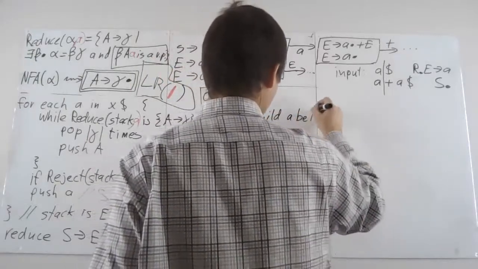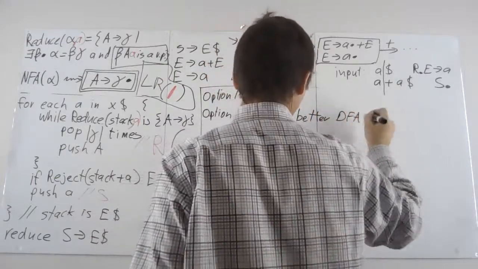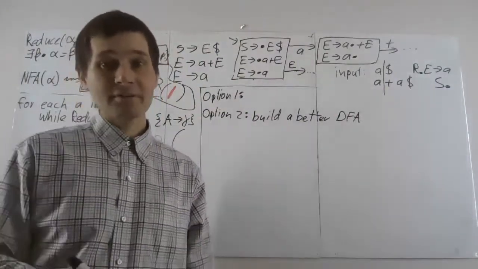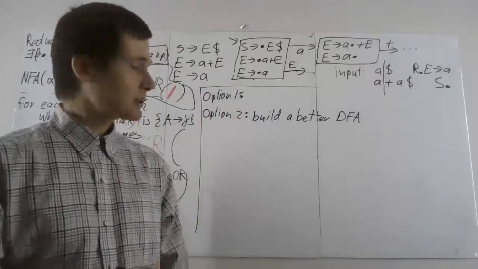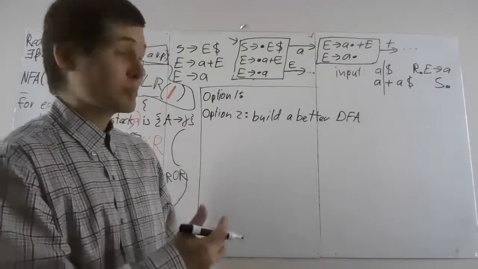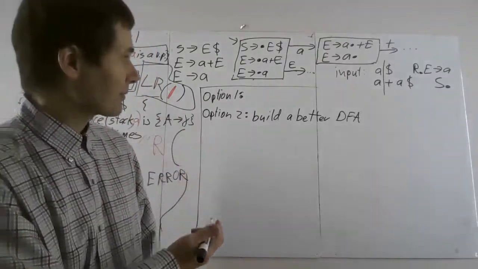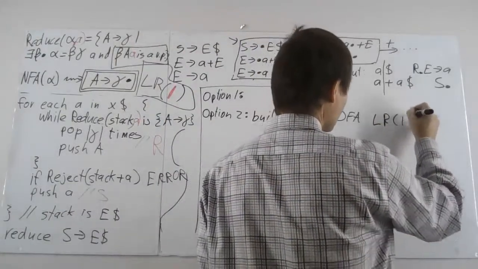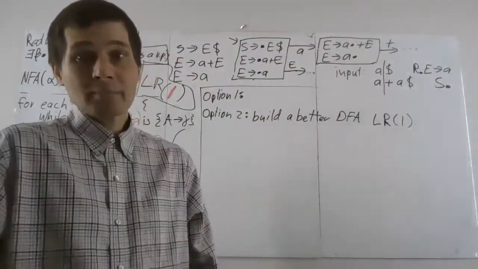Option two is going to be: build a better DFA. We're going to go back and redo all the stuff we did, build an NFA and look at which epsilon transitions we can remove, and this is going to be complicated. It's going to be a big DFA and so on. But this is called the LR1 algorithm, and it's a lot of work, and we will do it, but not today.